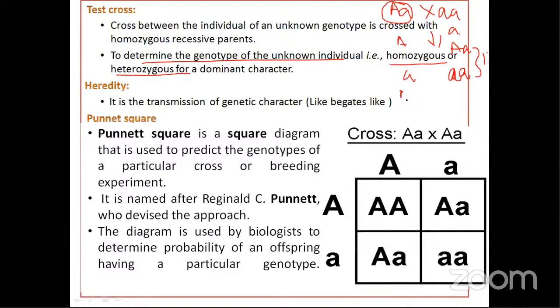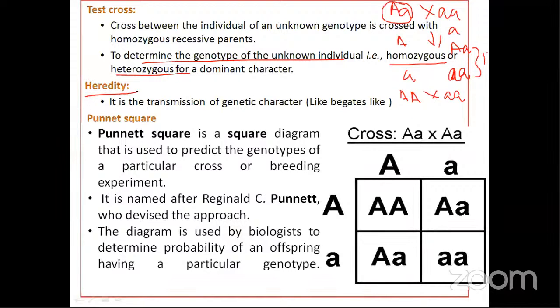Suppose the condition is capital A capital A, the original genotype is homozygous. So what will it produce? It will produce only one type of progeny. There will not be any segregation pattern. At that time you can tell that the original genotype was homozygous, not heterozygous. That is how the test cross is used.